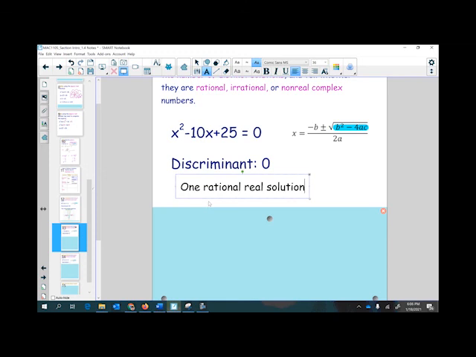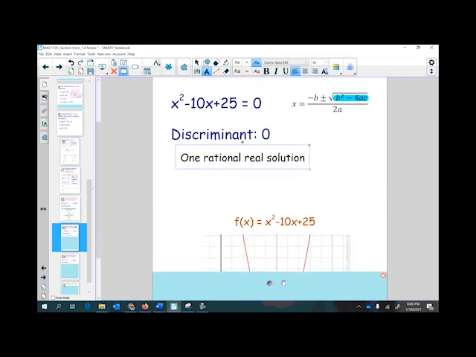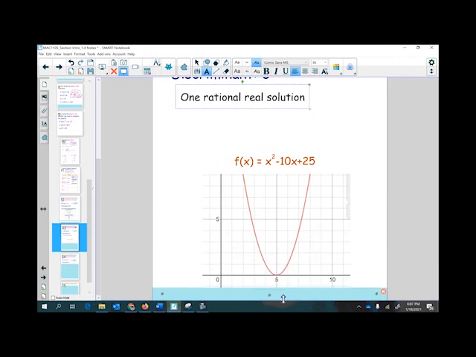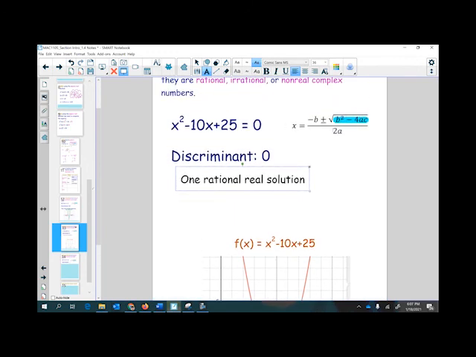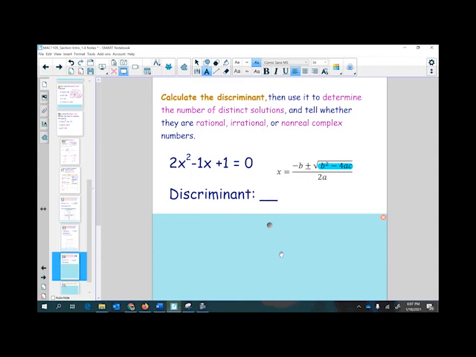Now let's look at what that would look like if it was turned into a function and graphed. Look at that. This is your x-axis, and it's only touching one spot. That's where y equals 0. It only does it at x equals 5. So if we were to continue working out this whole formula, we would get that x equals 5, and that would be our only answer.